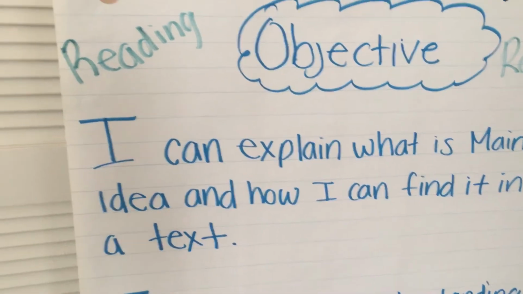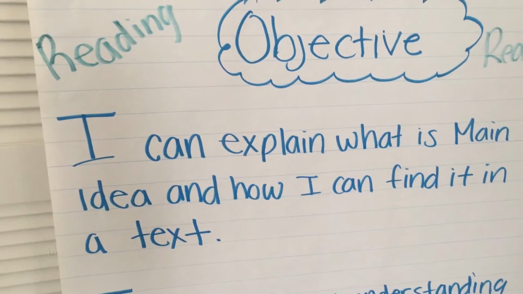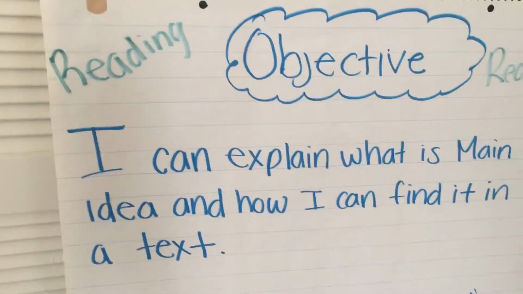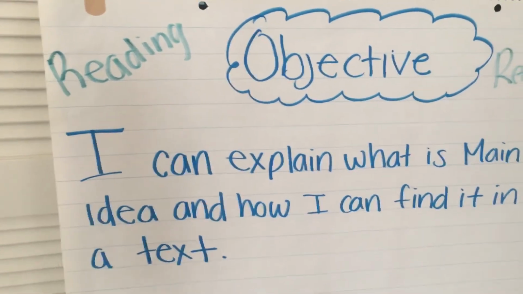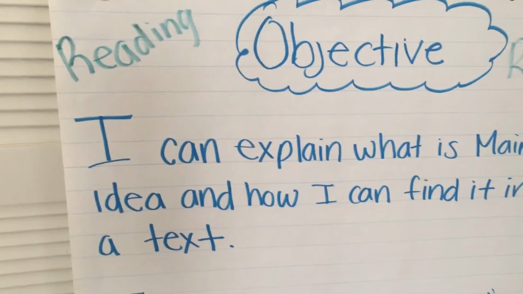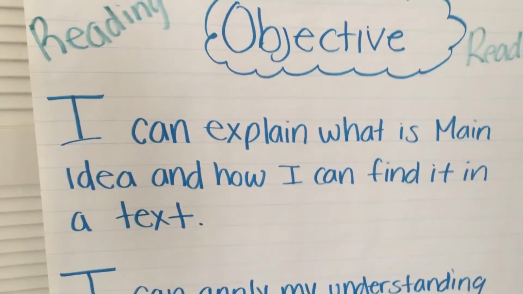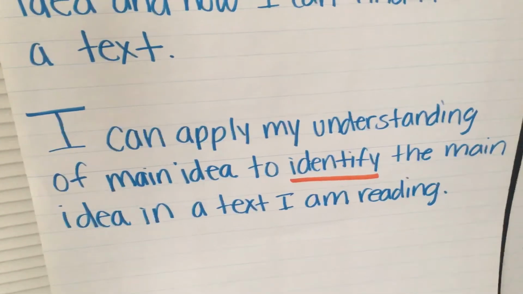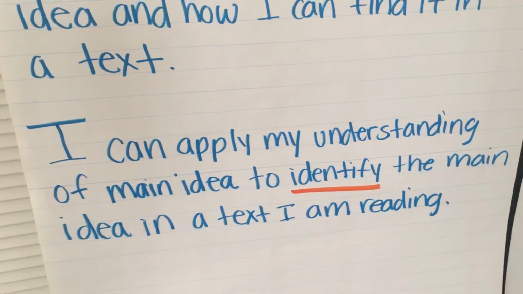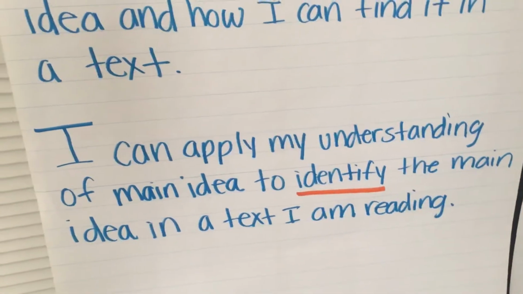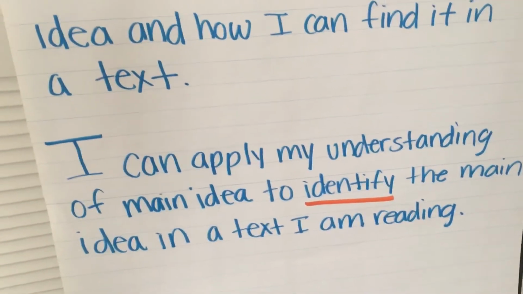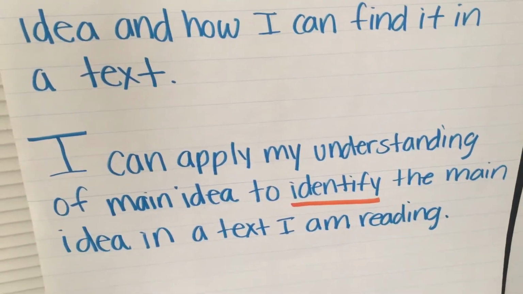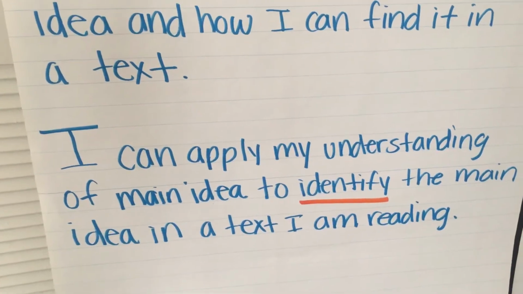Now, not only are you going to be able to explain what is main idea and how you can find it, but you're also going to be able to apply all of those things so that you can find the main idea in a text that you are reading yourself. So our second objective for the day is I can apply my understanding, that means everything that I just learned about what main idea is and how I can find it. I'm going to apply all of that to identify the main idea in a text that I am reading.